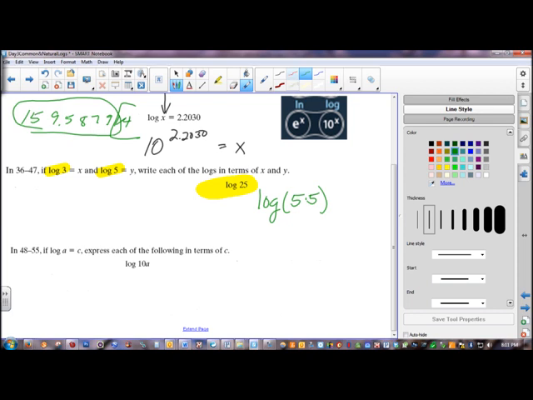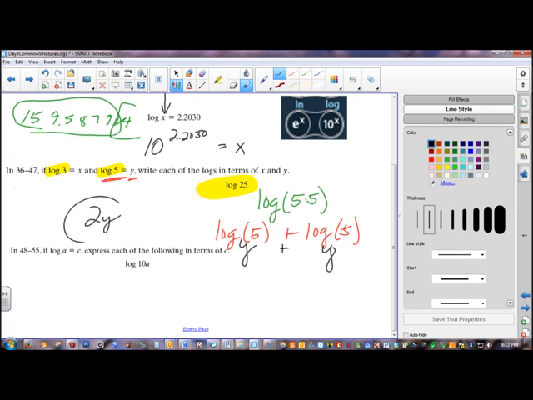And now I can use my laws of expansion to say that's the same as the log of 5 plus the log of 5. And I have a substitution for the log of 5. It means the same thing as y. So I'll change this to a y. I'll change this to a y. Put that plus sign in the middle. My answer becomes 2y.